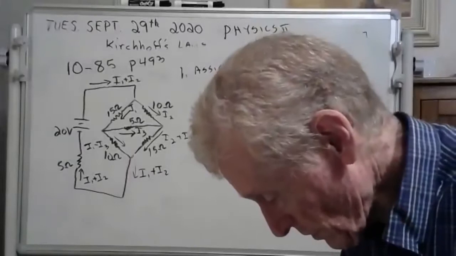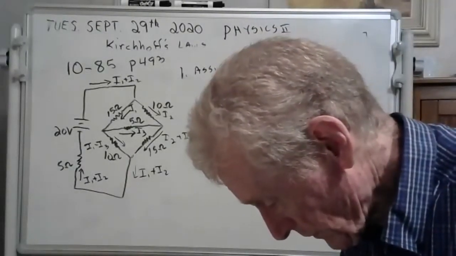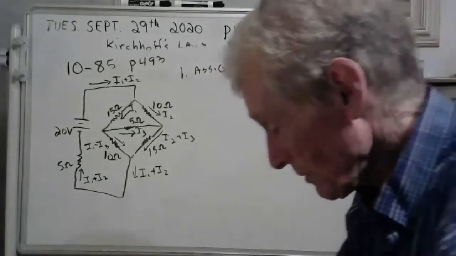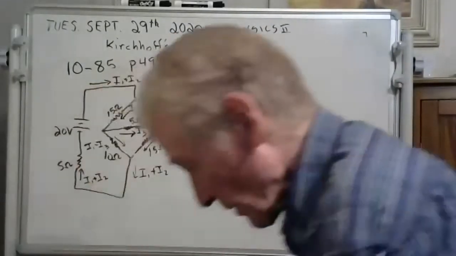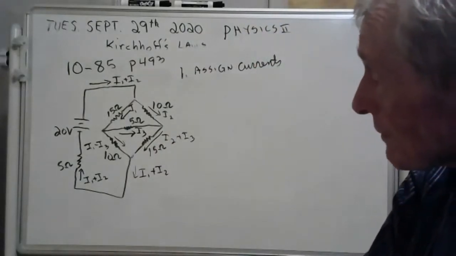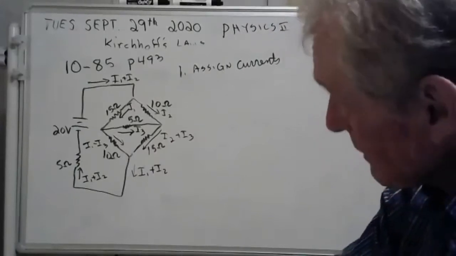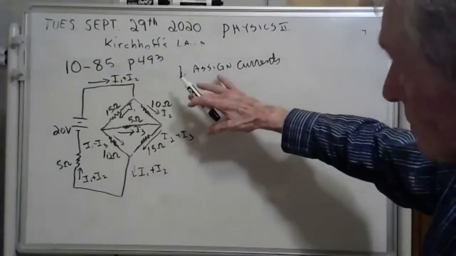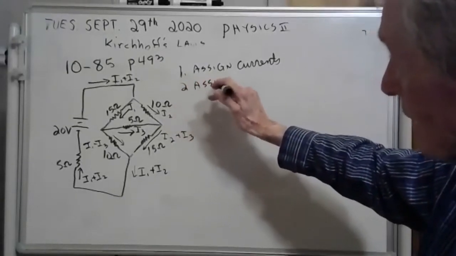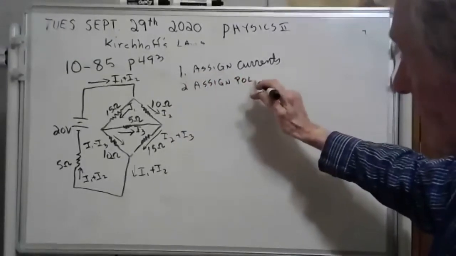Now, in this problem, what did they want us to do? Find the current through each resistor. Well, we'll do that. We're going to do this problem. This is a problem in your book. It's got answers in the back. We can check it here in a little bit. And what we've got to do now is write KVL equations. Wait a minute. No. We have to assign polarities now. We're not ready to write equations yet.